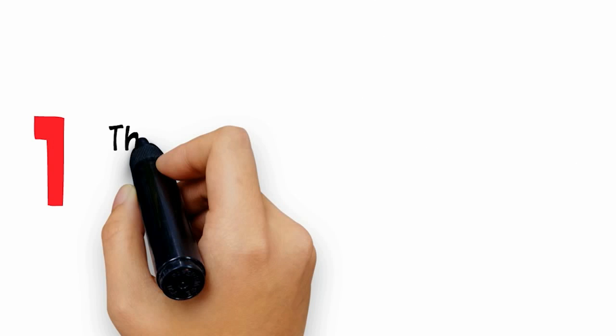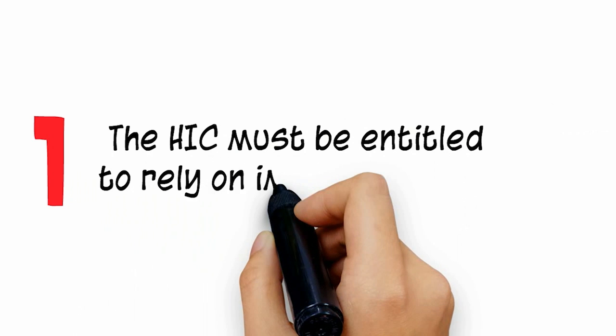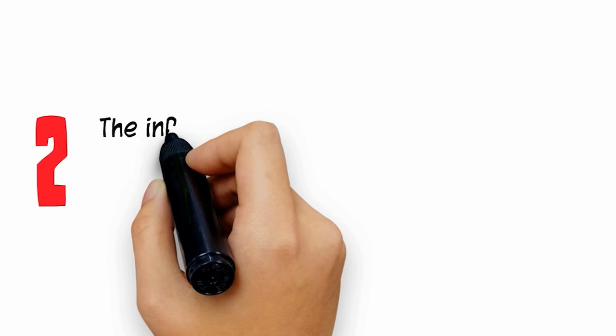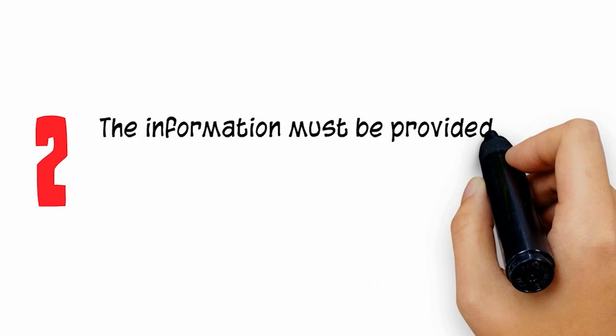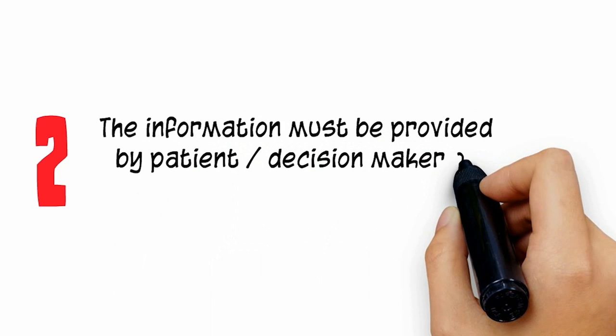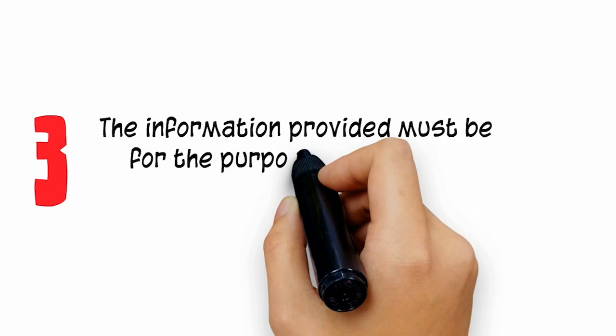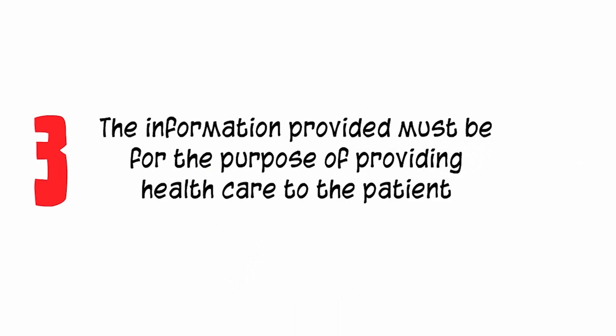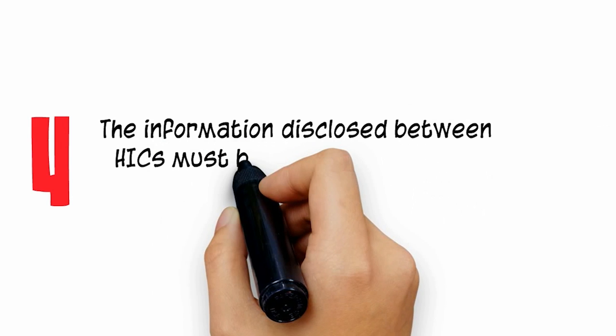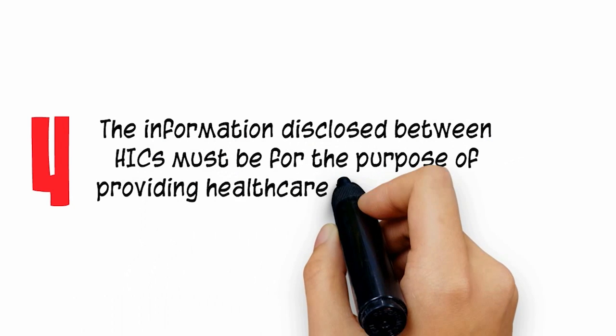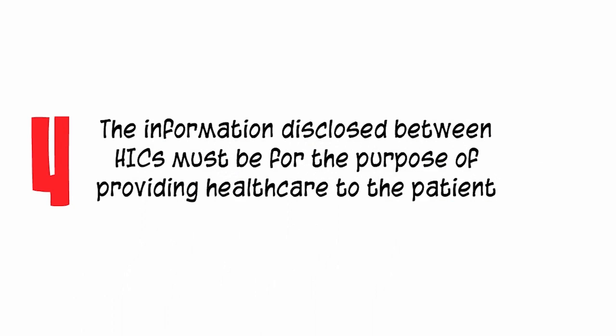1. The HIC must be entitled to rely on implied consent. 2. The information being disclosed must have been provided by the patient, his or her decision maker, or another HIC. 3. The information was collected for the purpose of providing or assisting with healthcare for the patient. 4. The information received from one HIC to another must be for the purpose of providing healthcare to the patient.